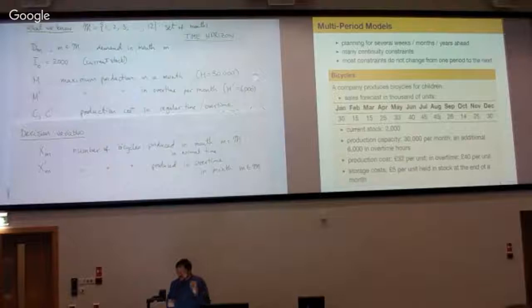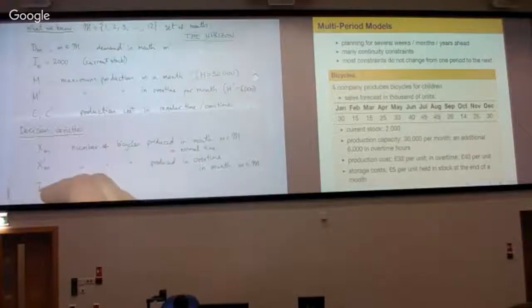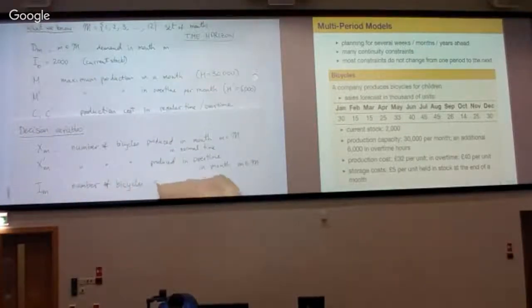So another decision variable, well, it's actually each of them is not just one, but each of them is 12 because for every month that's one. So it's like you could say an array of decision variables. So you want one for inventory. So this is the number of bicycles that goes in inventory at the end of the month.